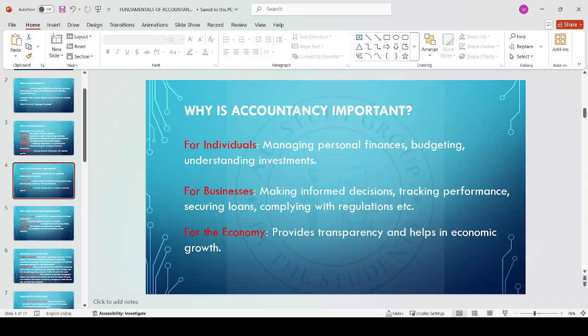Now for the economy, on a larger scale, accountancy plays a vital role in the economy. It provides transparency in financial dealings, which builds trust and helps in overall economic growth. When businesses are transparent about their finances, it creates a more stable and reliable economic environment. Okay, now next.